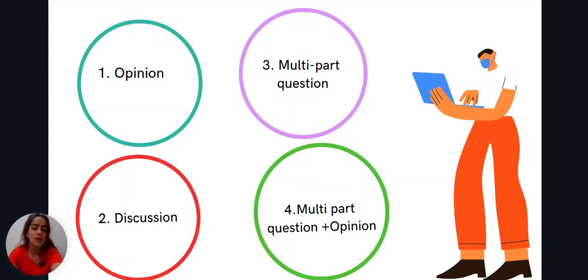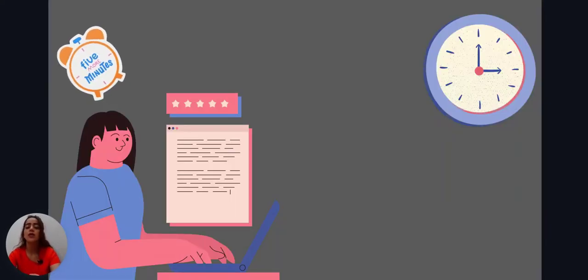Okay, the last one is multi-part question plus opinion. As we talked about, you've got these two questions. For example, what are the advantages? What are the disadvantages? And what is your opinion? Okay, these are multi-part questions plus your opinion. We're going to talk about the same type of topic but different questions. Okay, the topic is the increasing popularity of shopping as a leisure activity. So this is the topic, but I'm going to show you how different the tasks might be.